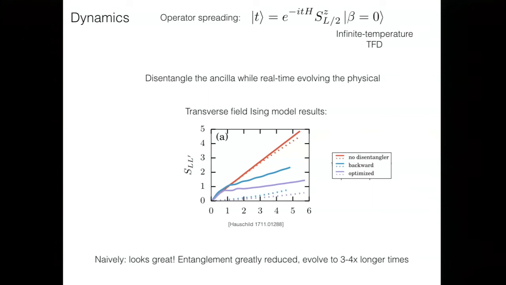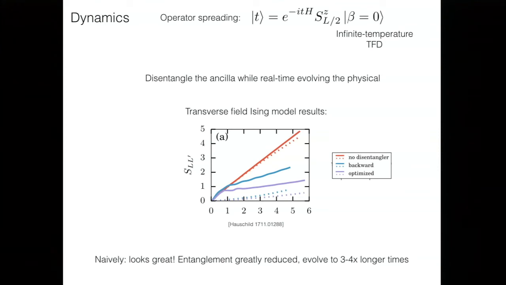We can do an analogous thing as at imaginary time, which is, as we're doing the real-time evolution on the physical state, we can try and disentangle on the ancilla. So let me show you the result of this experiment for the transverse field Ising model. There's a bunch of curves here, but I want you to focus just on two of them. This here is the time after you act with the operator, the spin flip, and the axis here is the entanglement when you cut the purification in half. And let's look at two cases.